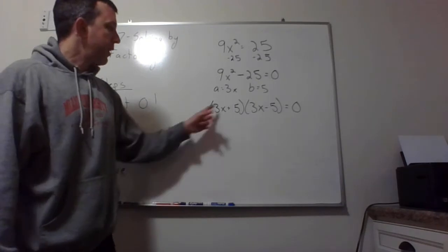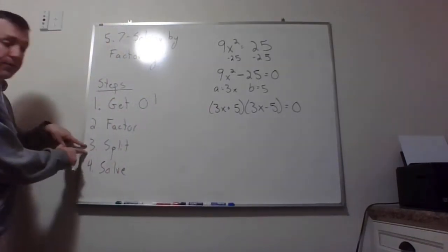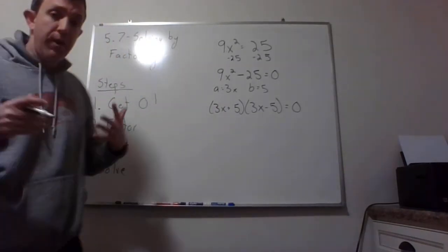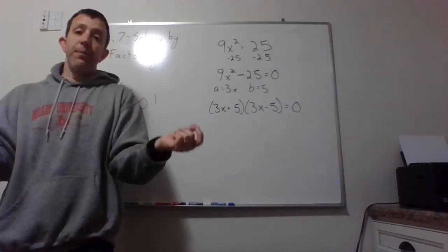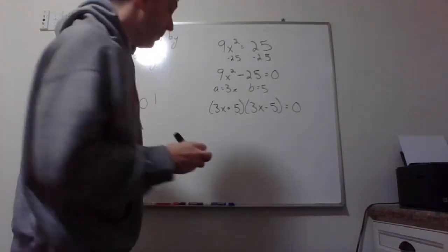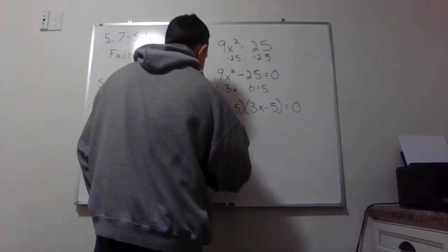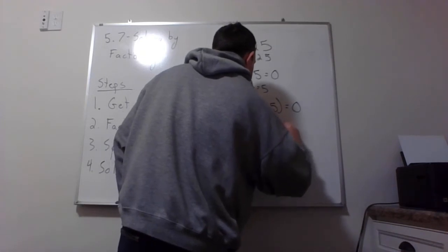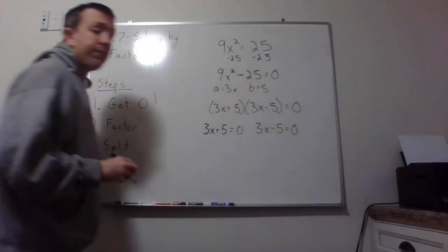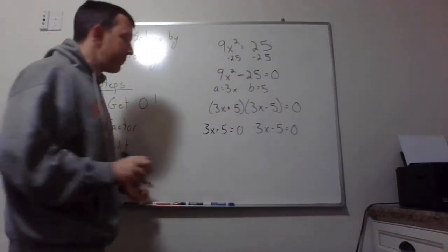Okay? So now we have it factored, which means we can move on to splitting it. Remember, the whole point here is when we get it factored, those pieces can be split apart and set equal to 0 by themselves. So we have 3x plus 5 is equal to 0. We have 3x minus 5 is equal to 0. And now we just solve those separately, right? Little tiny problems to solve.